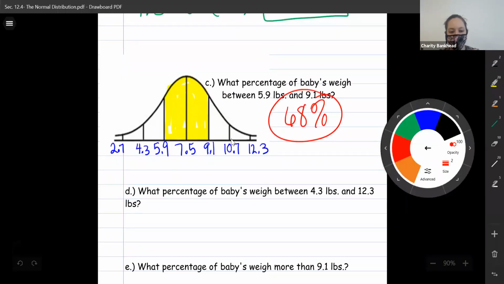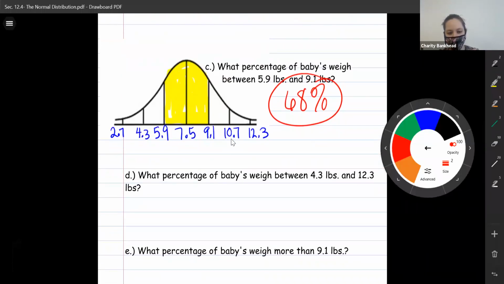And then what percentage of babies are between 4.3 and 12.3? Okay, so between 4.3 and 12.3. So between 4.3 up to 10.7, that would be 95%. And then we would want to calculate what is the amount that's in that little extra region.